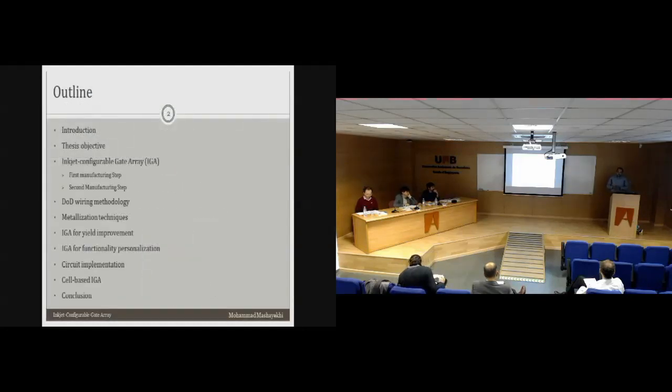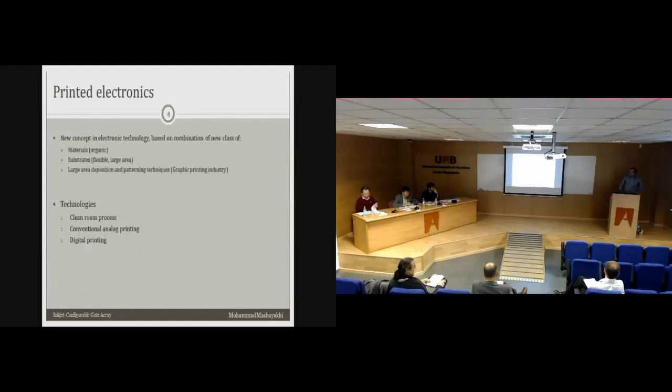So this is the outline of my presentation. First, I will give a brief introduction about printed electronics and the scope of my thesis. Then I will go through the objective of my thesis. Then I propose the basic idea of the thesis, which is the inkjet configurable gate array, and then the wiring methodologies and the techniques. And then the two main applications of the inkjet gate array for yield improvement and functionality personalization. And then I will show you some circuit implementations and improvement in the IGA and some conclusions.